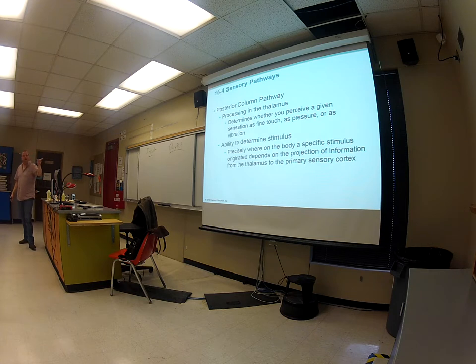The ability to determine precisely where on the body a specific stimulus originates depends on the projection of information from the thalamus to the primary sensory cortex. And this is what our lab's about. When you guys poke each other, you're going to be looking at it going, oh, it's right there. And then you're going to turn your head and they're going to poke you, and you're going to try to actually go to the same spot. And here's what happens. They poke you here, and you go, they're like, no, not even close. Then we'll do spatial discrimination. They'll have 2 points, and they'll put them together, and you'll say that's 1, and then they'll start separating them until you figure out you actually have 2 points on you.